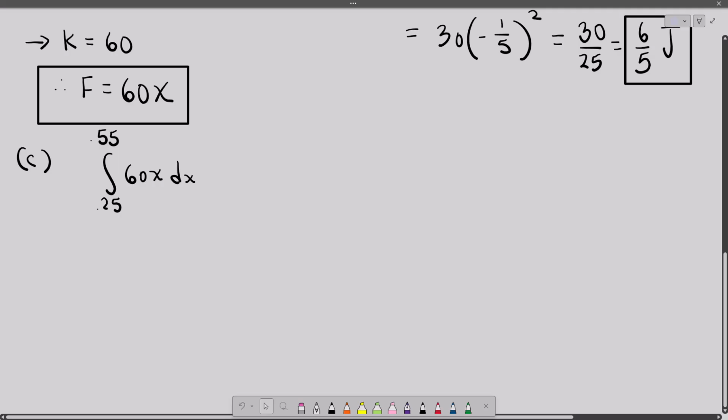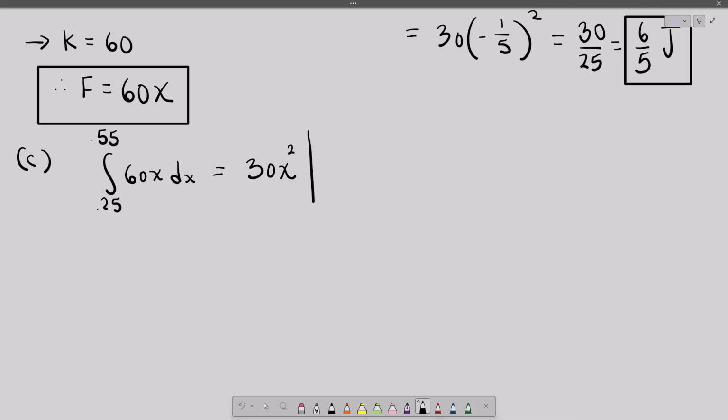So once again, we're going to get 30 times x squared. It's going to be a little easier here if we convert these to fractions. So let's make that 1/4. We're going to make that 55 100ths. So we can divide out a 5. 5 goes into that 11 times. 5 goes into 100 20 times.